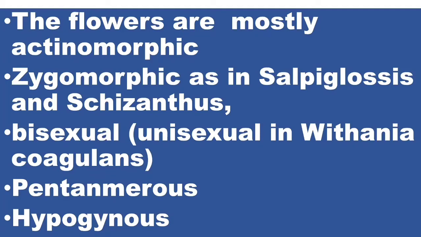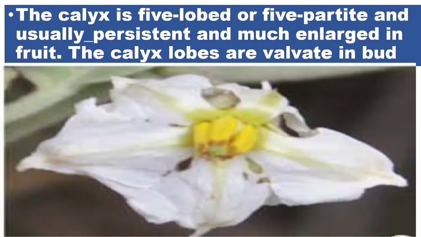Flowers are mostly actinomorphic, and in some cases it may be zygomorphic, as in Salpiglossis and Schizanthus. The flower is bisexual but unisexual in Withania, pentamerous, hypogynous. It is a peculiarity of this family, the pentamerous flower. The calyx is five-lobed or five-partite and usually persists and is much enlarged in fruit. The calyx lobes are valvate in bud.